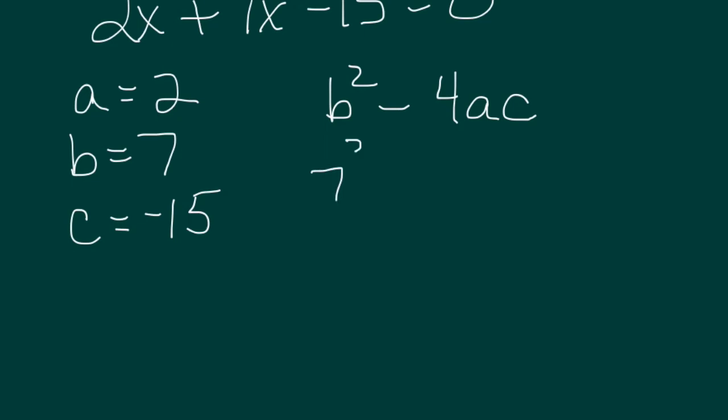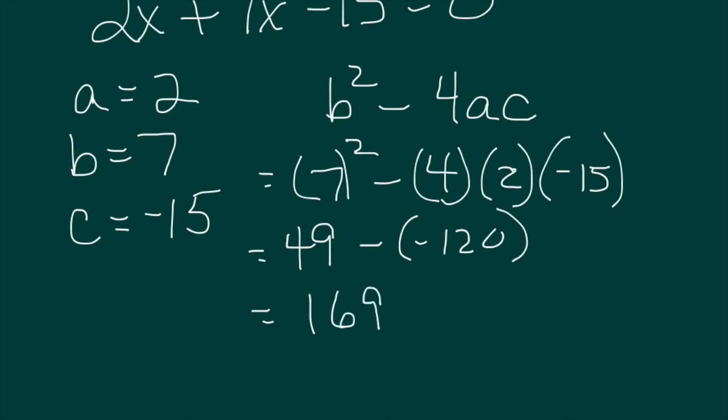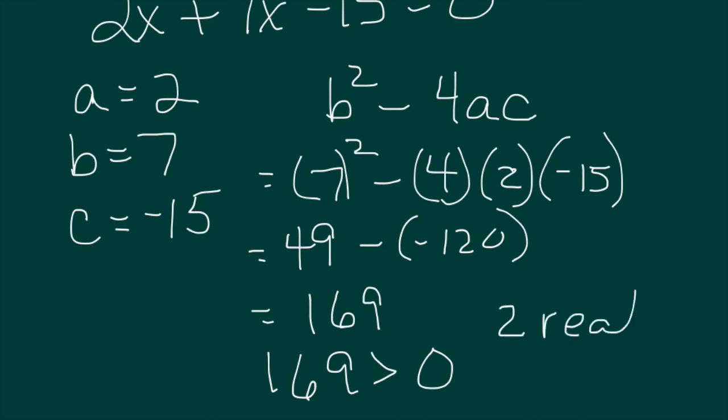So I get 7 squared minus 4 times 2 times a negative 15. This gives me 49. 15 times 2 is 30, that's negative 30. Negative 30 times 4 is negative 120. Minus a negative 120 gives me plus, which gives me 169. 169 is greater than 0, so I have two real solutions.